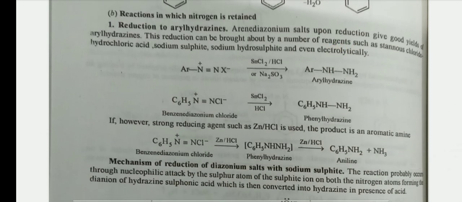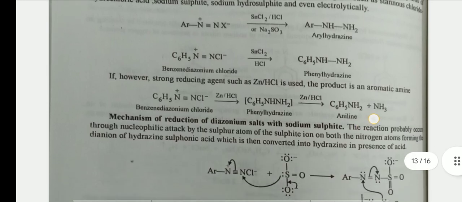Reduction to aryl hydrazines. Arene diazonium salt upon reduction gives good yields of aryl hydrazines. This reduction can be brought about by a number of reagents such as stannous chloride and hydrochloric acid, sodium sulfite, sodium hydrosulfite, and even electrolytically. If, however, strong reducing agents such as Zn/HCl are used, the product is an aromatic amine.